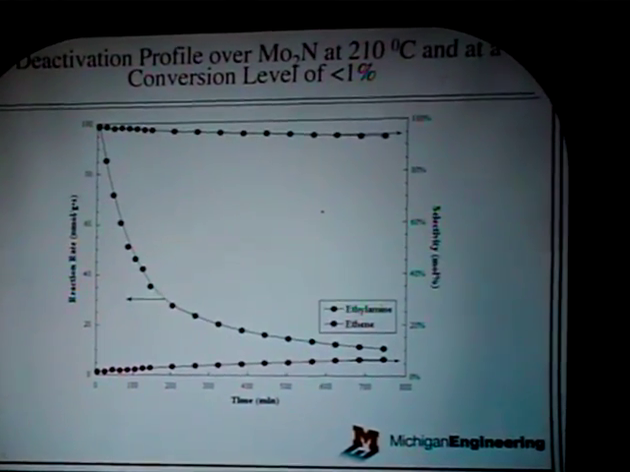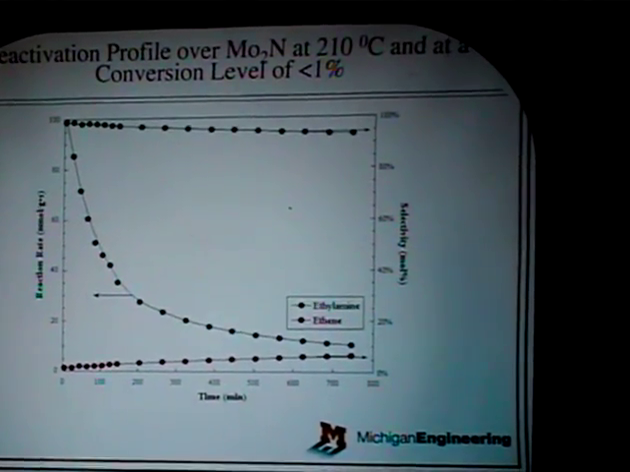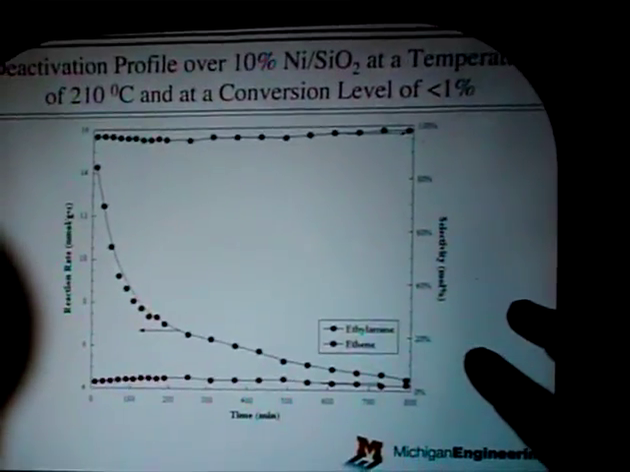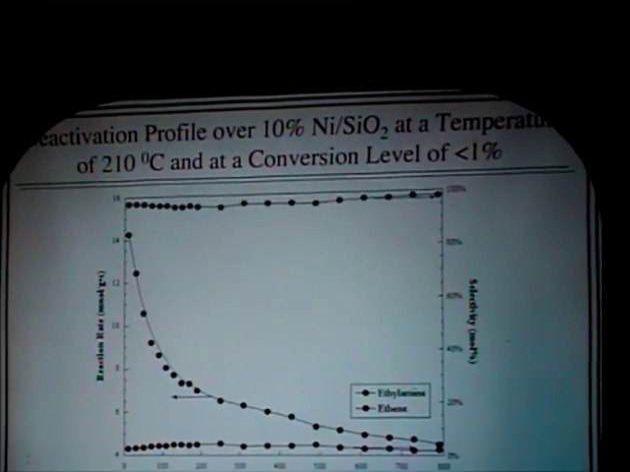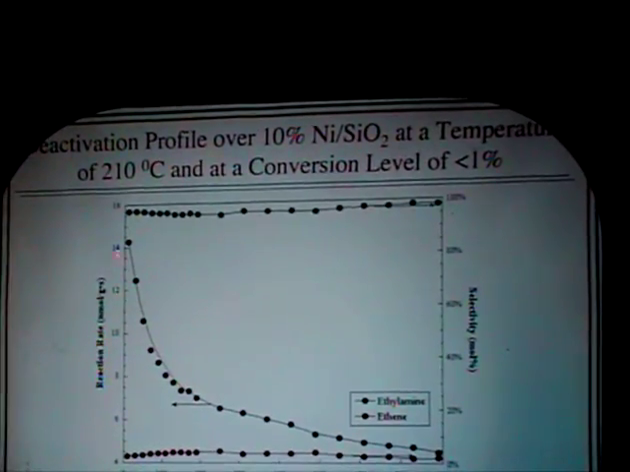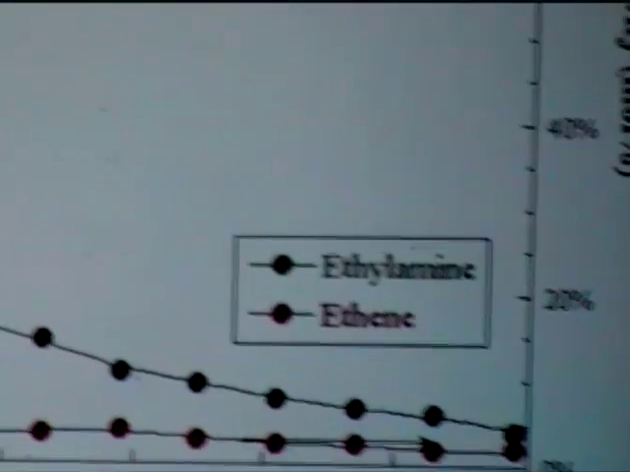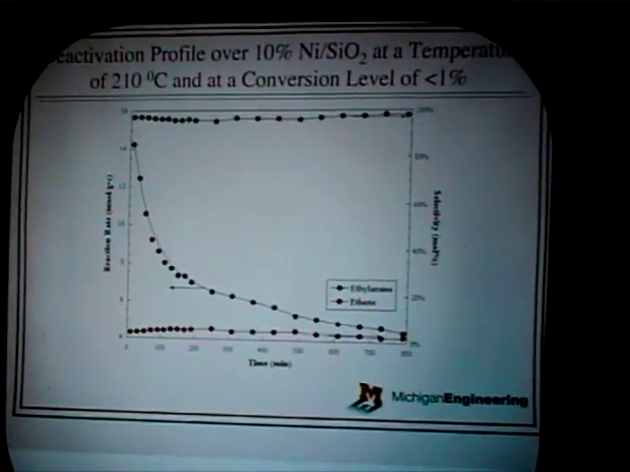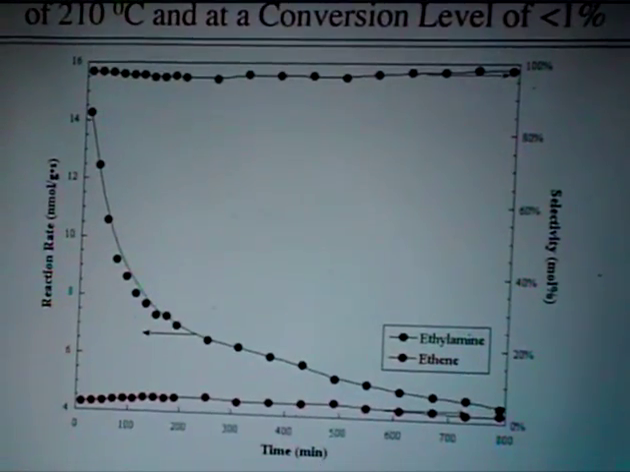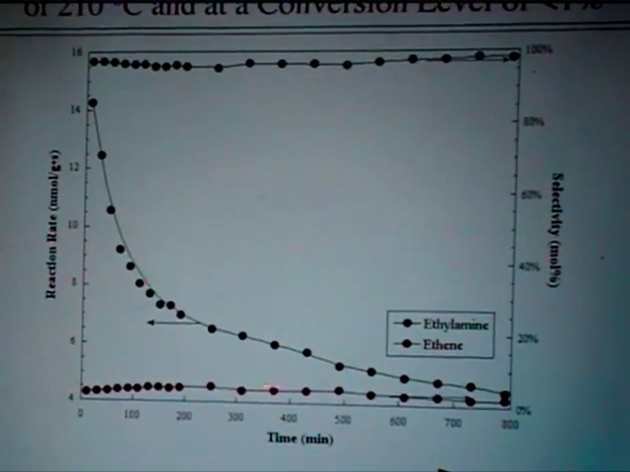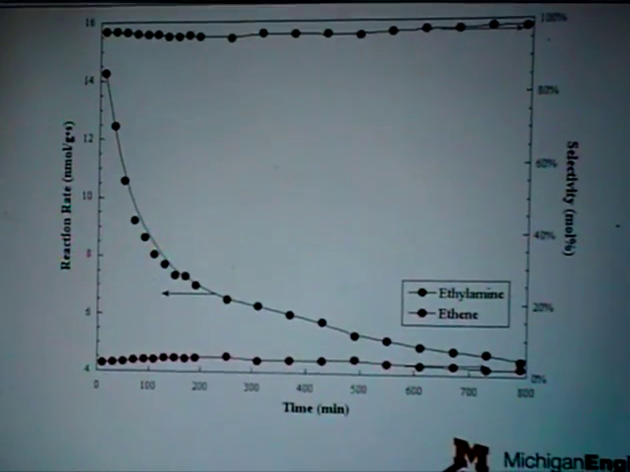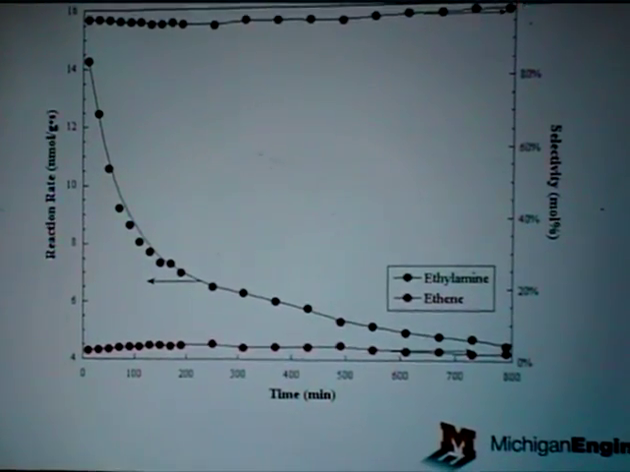If we compare the results with the commercial catalyst, that is 10% nickel on silica, the behavior is quite similar. Here also, we find that there is a sudden drop in activity within the first 2 to 3 hours, and after that, the rate of deactivation is much slower as compared to the initial period. Here, obviously, there is no change in the selectivity with time, either for ethylene or ethylamine.